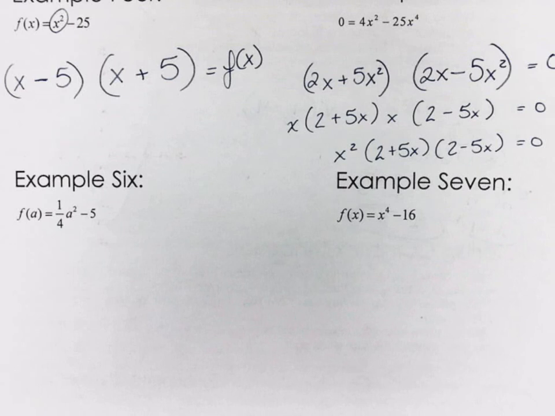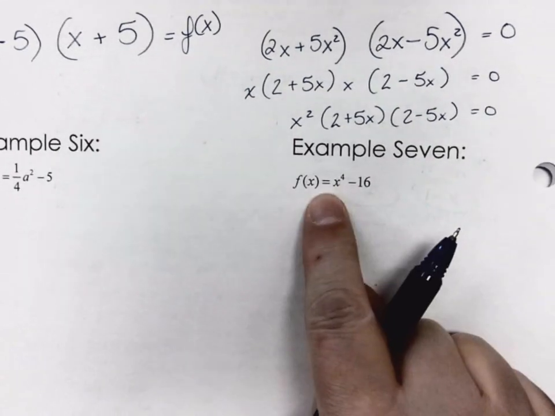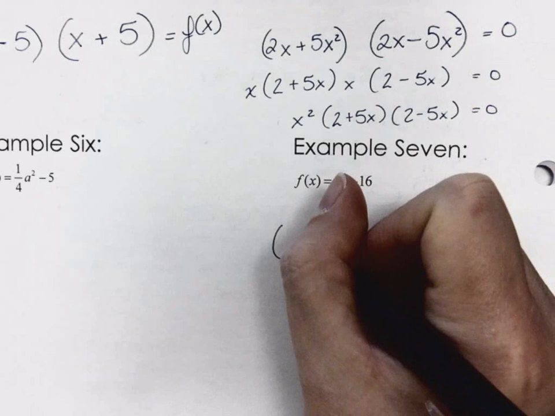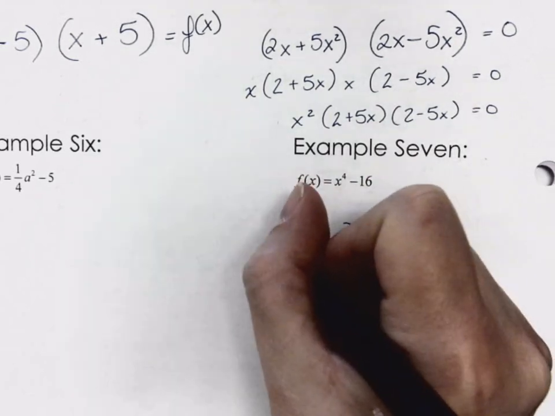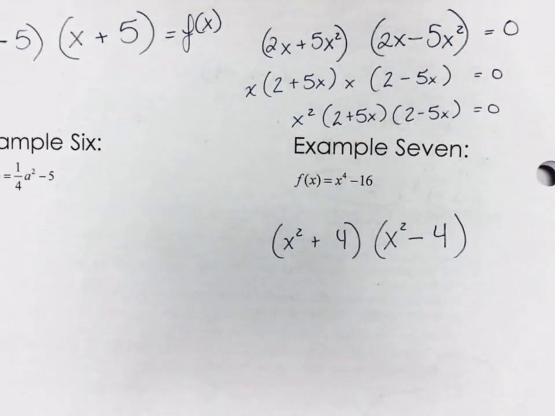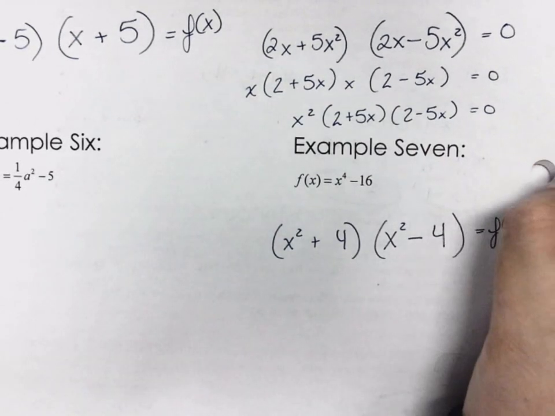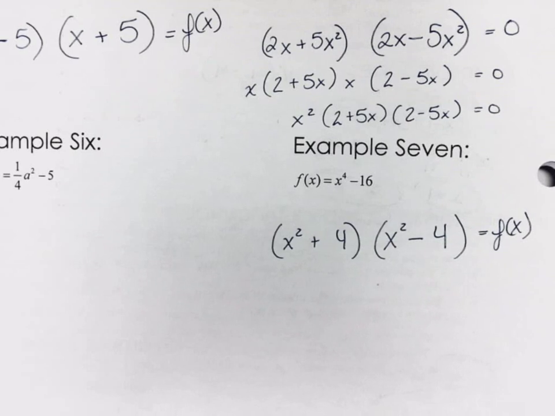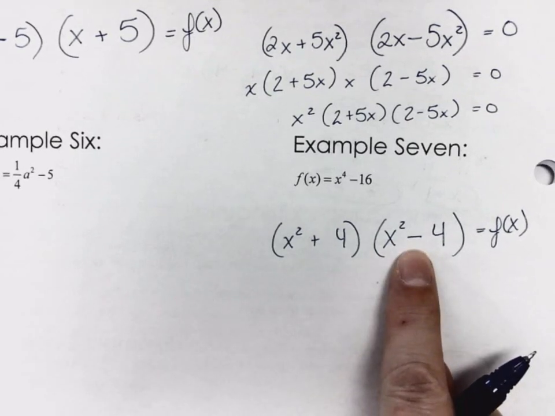I'm going to do example 7 first, and then I'm going to go back to example 6. Example 7. Perfect square, life's good. And that's equal to f of x. So if I do that one, that's all fine and dandy, but I'm not fully factored. There's a difference of squares hiding in here.